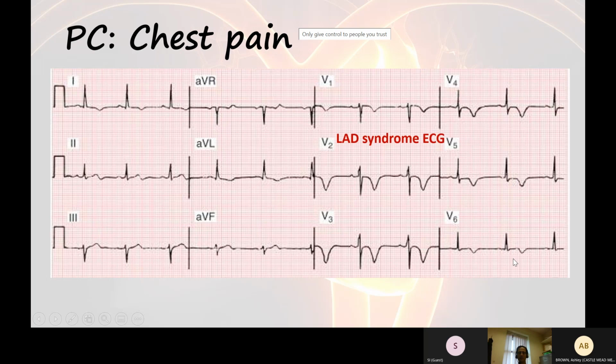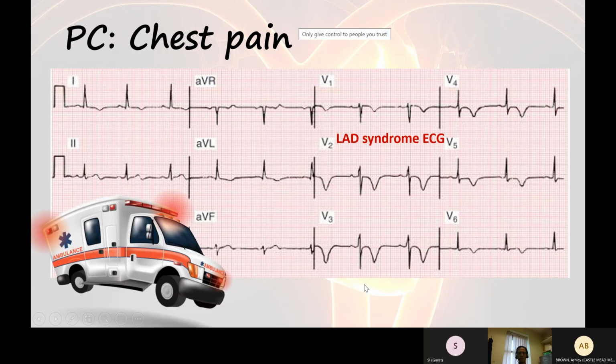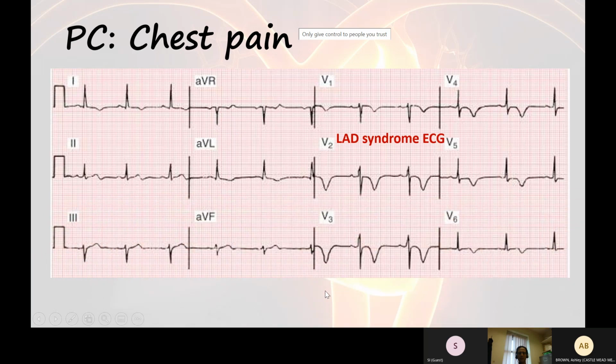So this makes you worried that there's a proximal LAD lesion, which is going to mean that a great deal of damage can happen to the heart. So very important ECG to spot. This is suggesting that if we delay intervening and there's further ischemia in that territory, a lot of damage could happen. So very important to, again, look at getting this patient urgent treatment.